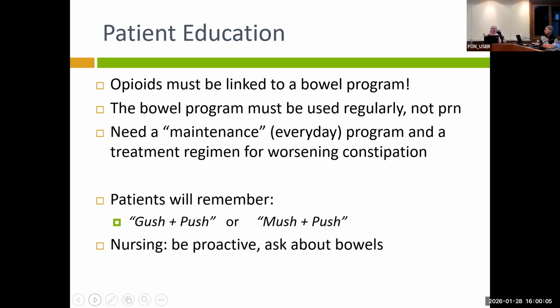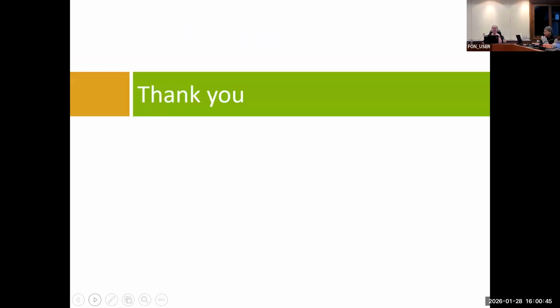And what I usually talk about with patients is they remember gush, push, or mush, push. So that's what you want to say is this is what you want to have for a normal bowel, is that you want to be able to have a bowel movement that is soft, that you can push out without straining. So in summary, if you're a nurse, and especially if you're an oncology nurse, dealing with your patient with pain, you have to be proactive and ask about the bowels.